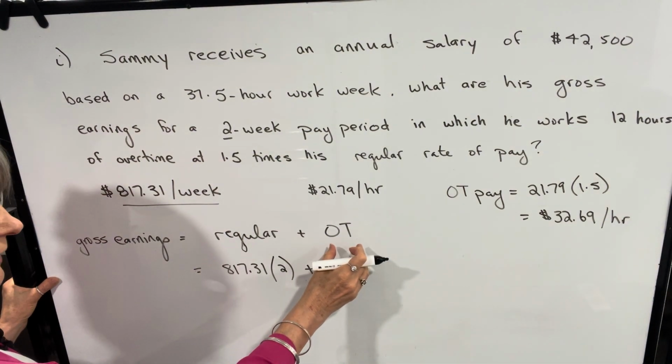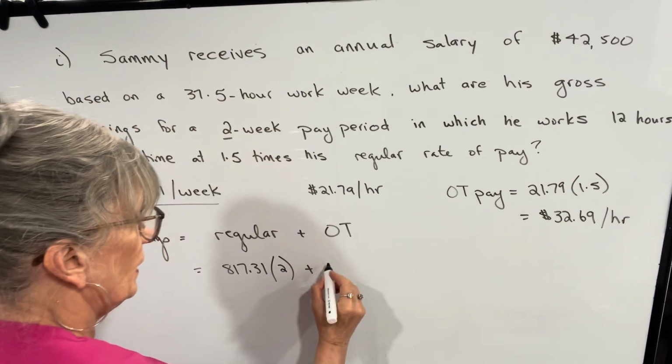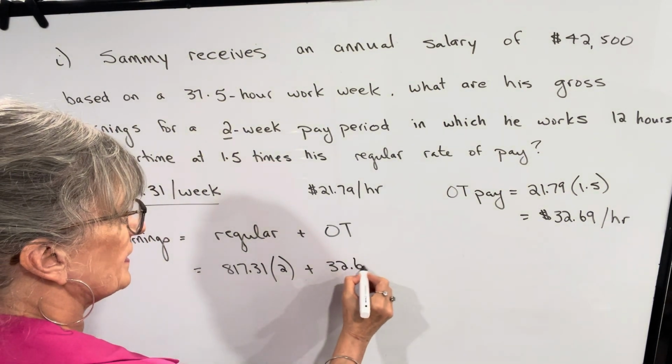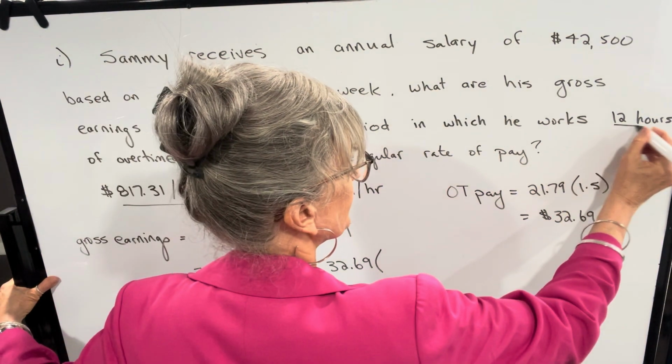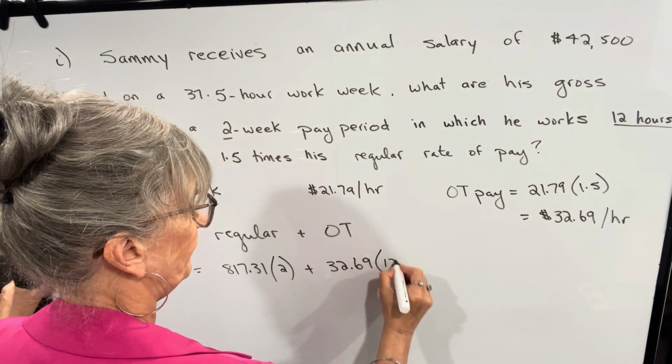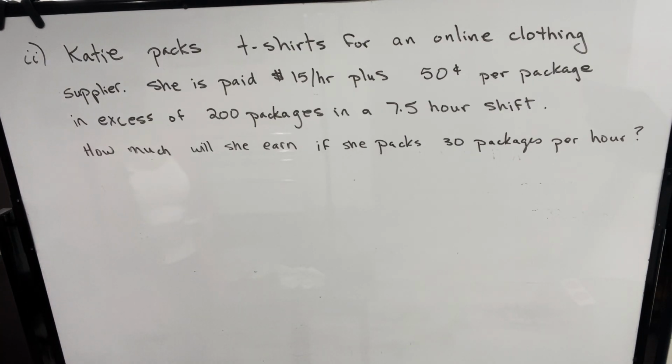In order to calculate the overtime earnings, we're going to take the overtime rate, which is per hour, of $32.69, and multiply by the number of hours worked at overtime, which was 12, for a total of $2,026.92.